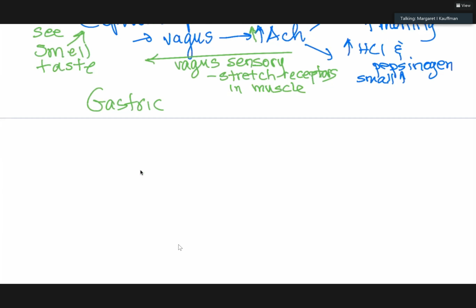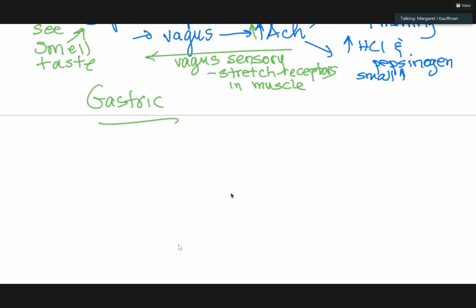Okay, so are you doing gastric still? I believe the gastric is group D, right? Yeah, I'll be doing the gastric. Okay, and who is this? Henry. Okay, great. Henry.